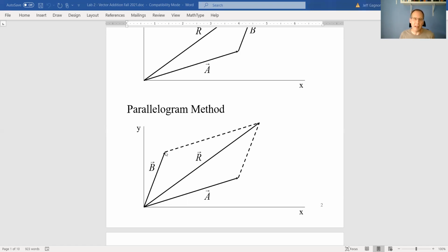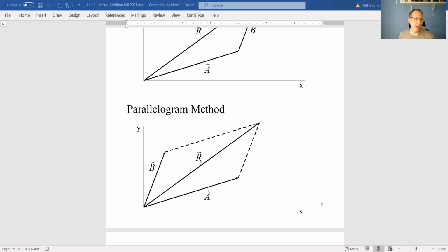I draw a side, so this is dashed, and it's parallel to A, right? And it's the same length, dashed in here. And I draw a side that's parallel to B, same length, dashed in here. And then if I draw a vector from the origin to the other side of that diagonal, so here's my R, that's again going to be A plus B. That's going to be my resultant vector. It's going to be the sum of A and B.